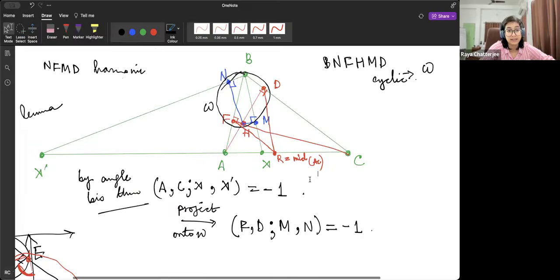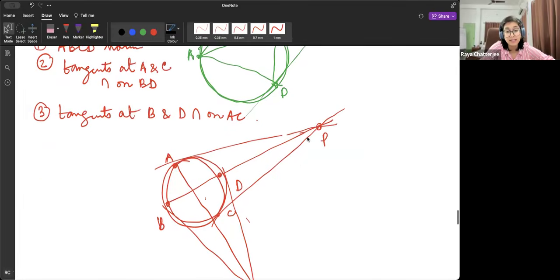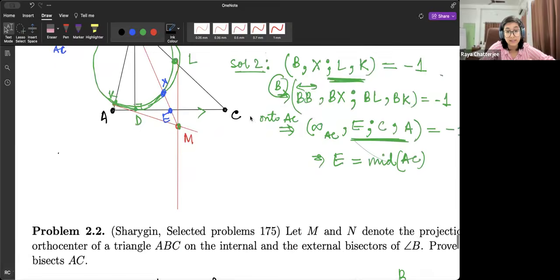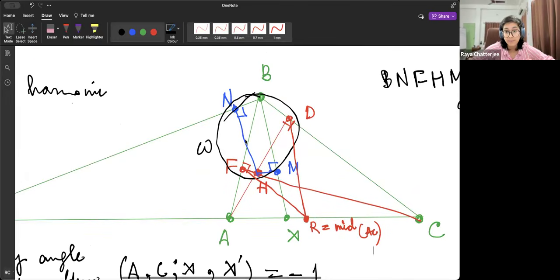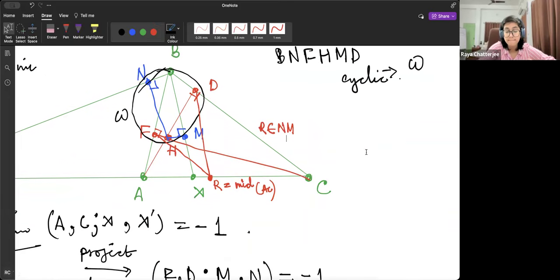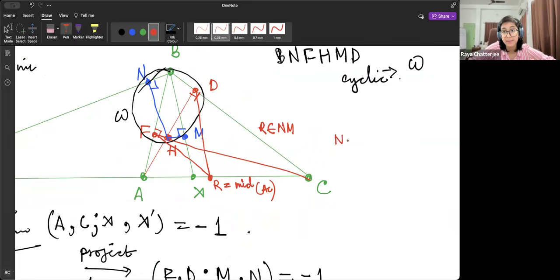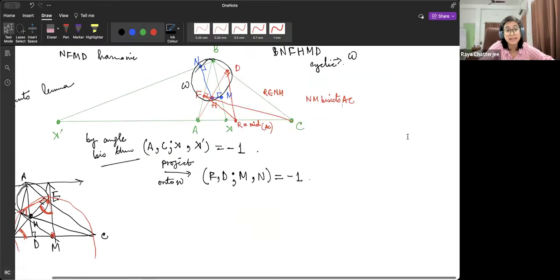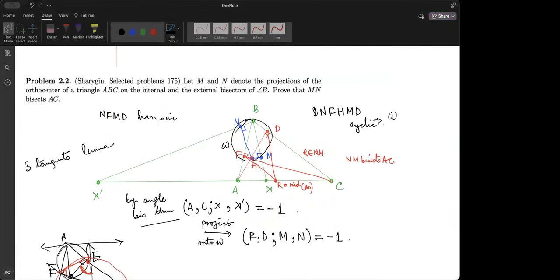While doing harmonic quadrilaterals, we said that tangents at A and C intersect on BD, and tangents at B and D intersect on AC. So tangents at F and D here are going to intersect on NM, right? So R lies on NM. That is essentially the conclusion that you get. And R is the midpoint of AC, so NM bisects AC. Did that completely make sense? Is there anything that did not make sense here? Yes, it makes sense.